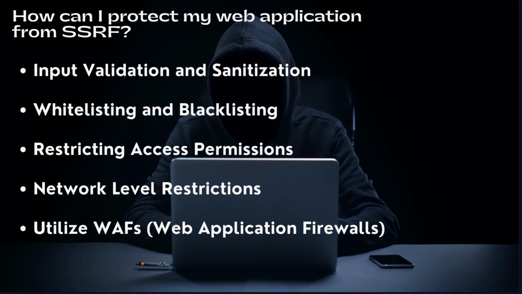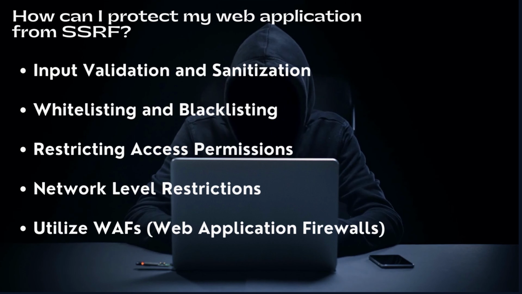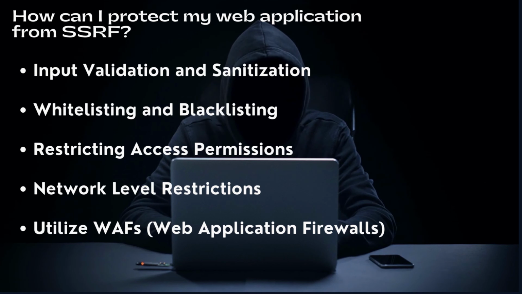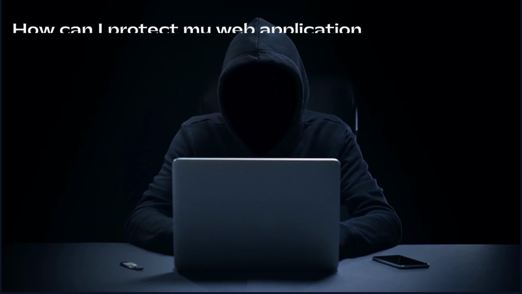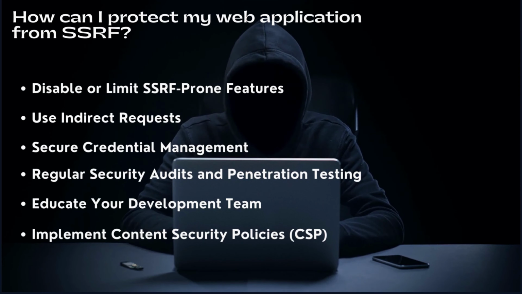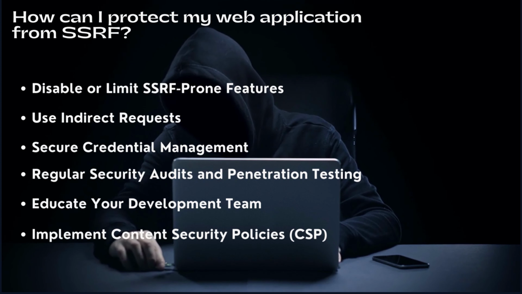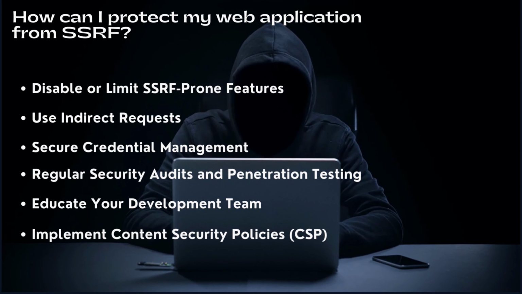Then we have network-level restrictions. Implement firewall rules and network restrictions to limit the web application's outgoing connections. This helps you to prevent SSRF attempts against the internal services. Then we have utilize WAF, web application firewall. So use a WAF to monitor and filter incoming requests, blocking the malicious requests that may indicate SSRF attempts. Then we also have disable or limit SSRF-prone features. So if your application doesn't need to fetch resources from arbitrary URLs, consider disabling that functionality altogether. Also, if the feature is necessary, then limit the accessible resources to a predefined set of trusted endpoints.